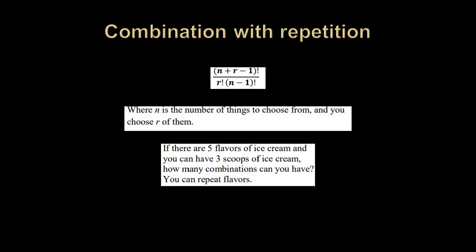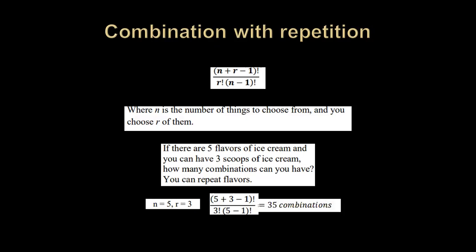We have the example: if there are 5 flavors of ice cream and you can have 3 scoops of ice cream, how many combinations can you have? You can repeat flavors. So we are given n is equal to 5 flavors and r is equal to 3 scoops. If we substitute the values in the formula, this gives us the quantity 5 plus 3 minus 1 factorial all over 3 factorial, multiplied with 5 minus 1 factorial. This gives us 35 combinations.